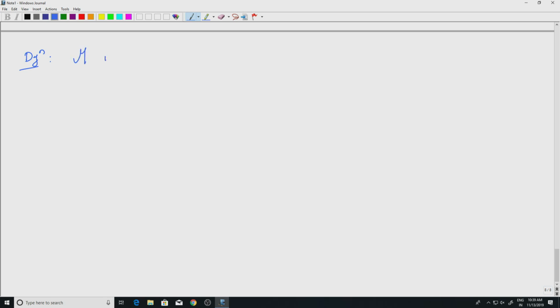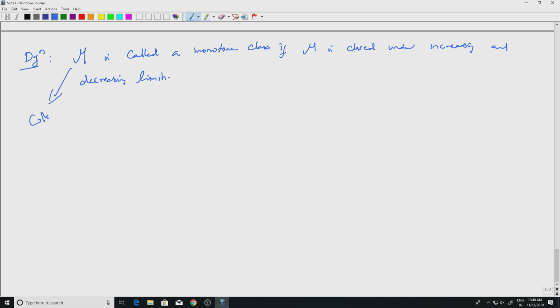Let us say M is called a monotone class if M is closed under increasing and decreasing limits. Of course, M is a collection of subsets of some space, let's say X. So M is a collection of sets. So what do I mean by increasing and decreasing limits?